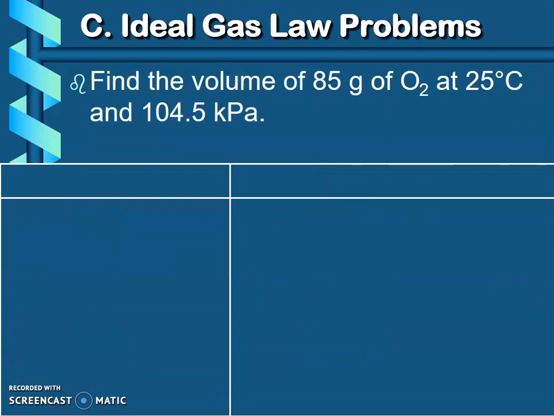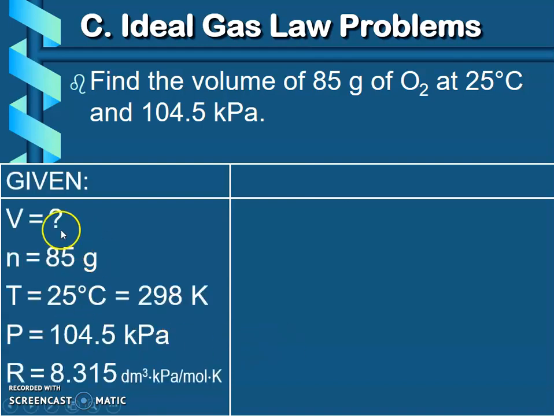Okay, let's do another example problem. Okay, so find the volume of 85 grams of oxygen at 25 degrees Celsius and 104.5 kilopascals. So what do I know? Okay, I want to know the volume. Find the volume. Okay, I have 85 grams, so I know that's going to go towards my moles, but I'm going to have to do an extra step there to calculate my moles from my grams. I have my temperature, 25 degrees Celsius, but we always have to convert to Kelvin, so add 273. I have a pressure, it's in kilopascals.